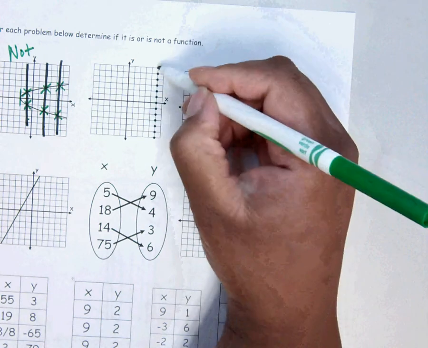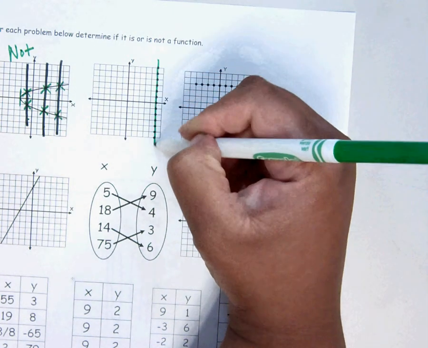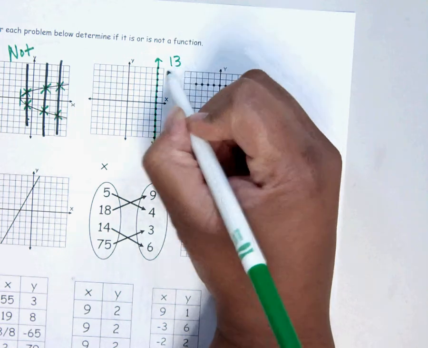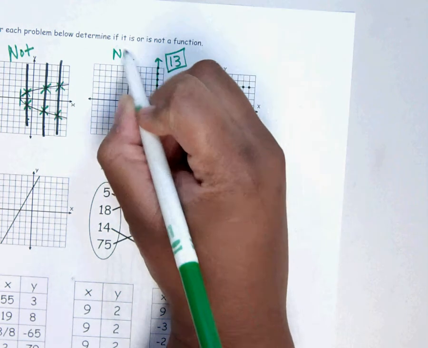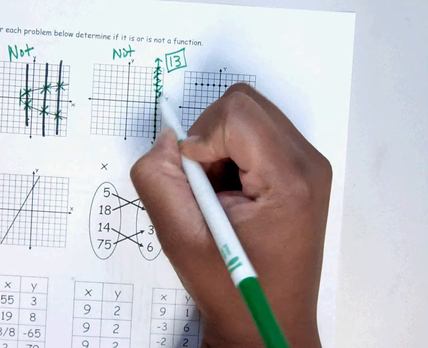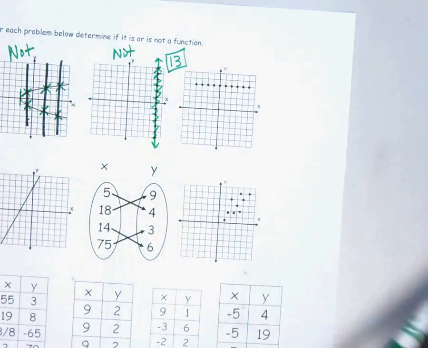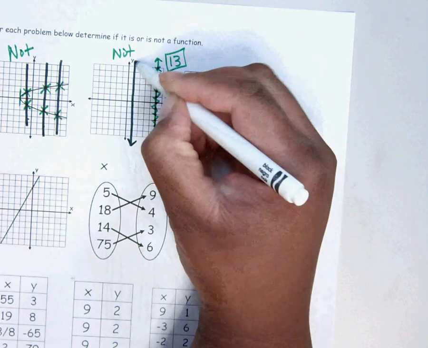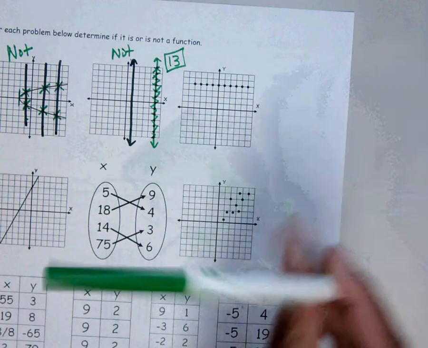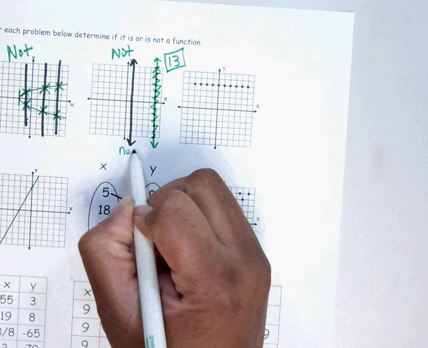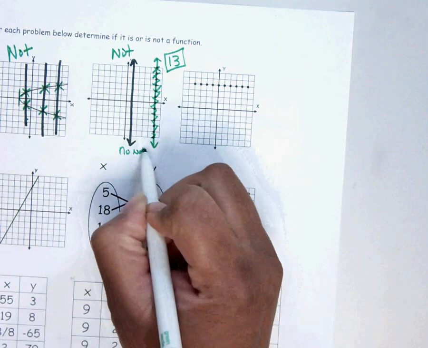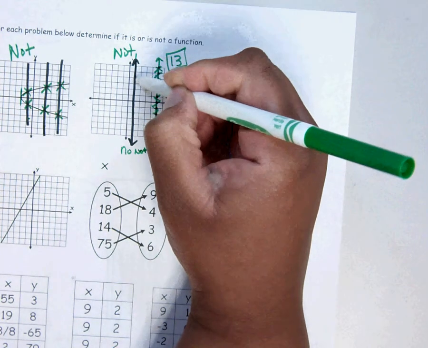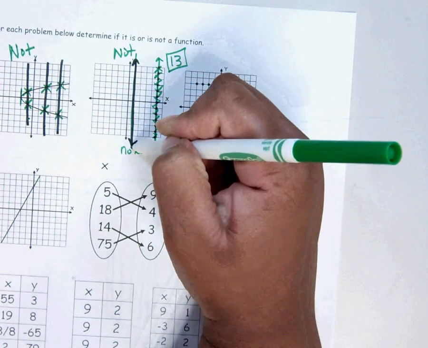Let's look at this one. If I draw a vertical line here, how many times does it hit? It does hit it 13 times, which means it's not a function. Okay? But if I drew this as the problem and asked you, is it a function or not? Hopefully you would still say, no, it's not. And if I asked you, how many times does a vertical line hit it? Hopefully you don't say 13.